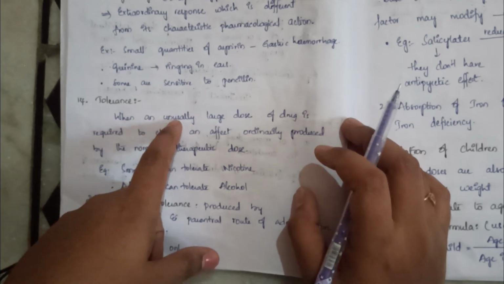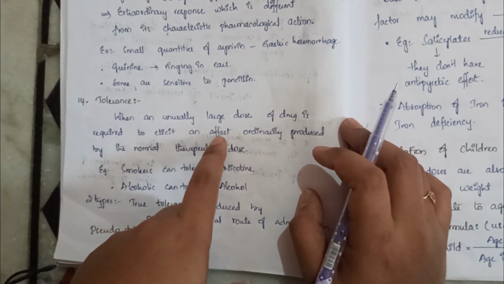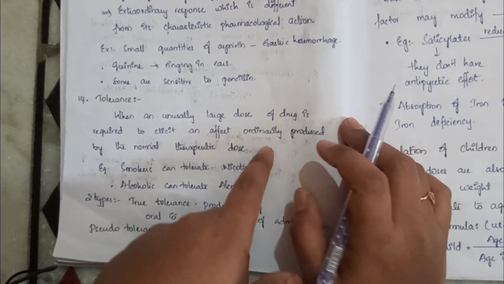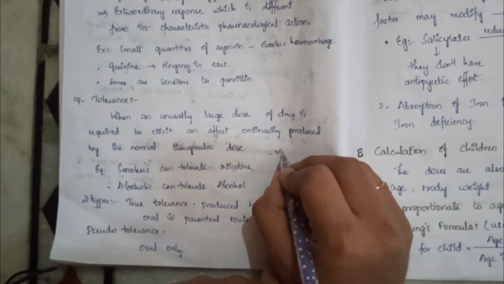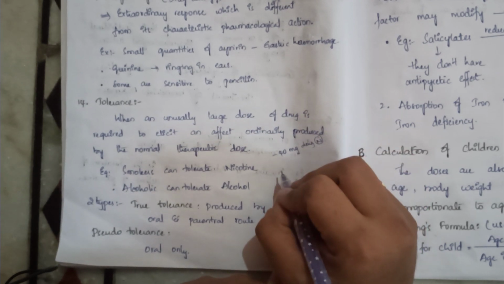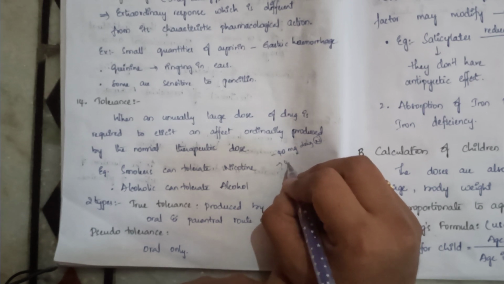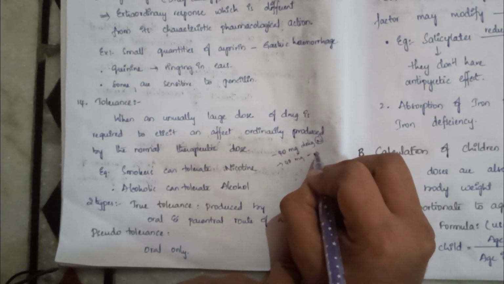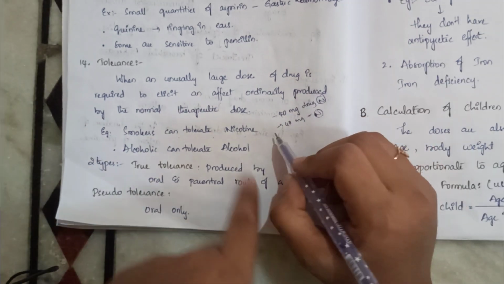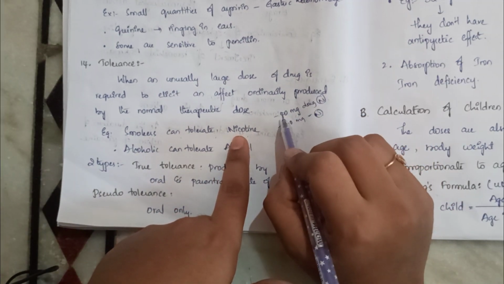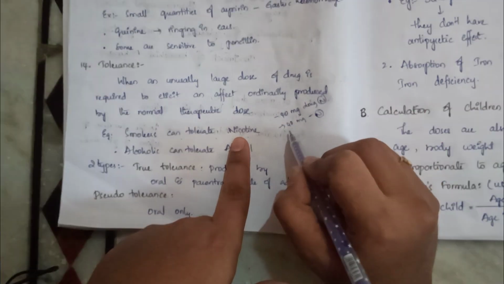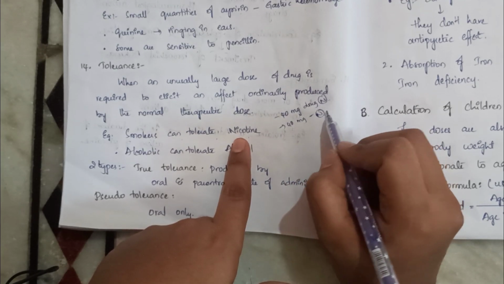Then tolerance. When an unusually large dose of a drug is required to elicit an effect ordinarily produced by the normal therapeutic dose. If a person is given 40 mg of some drug, this is the normal dose. The same 40 mg given to a person who has tolerance to the drug will not show any effect on the body, such as smokers can tolerate nicotine. If 40 mg nicotine is given to a non-smoker, it acts, but when it comes to a smoker, this 40 mg does not show any effect.